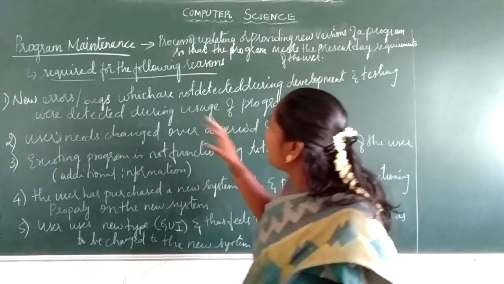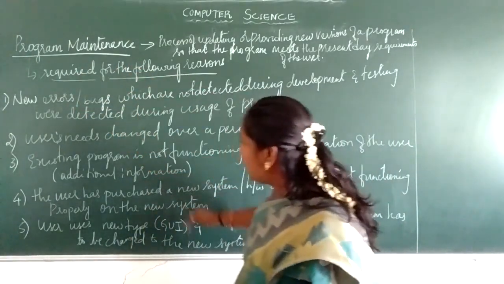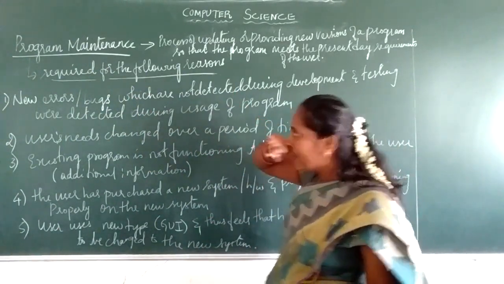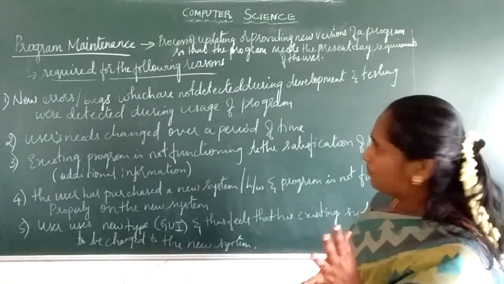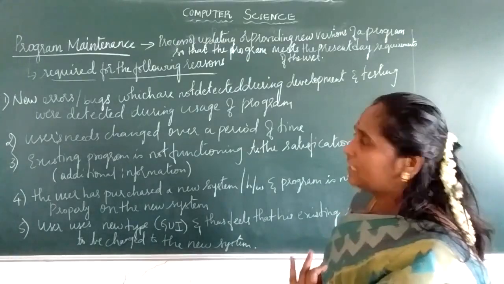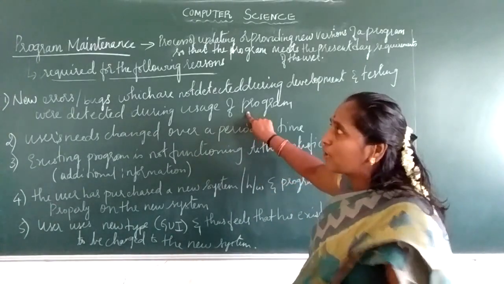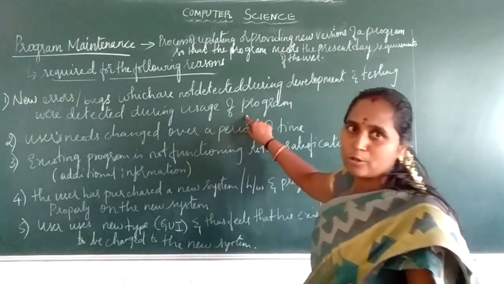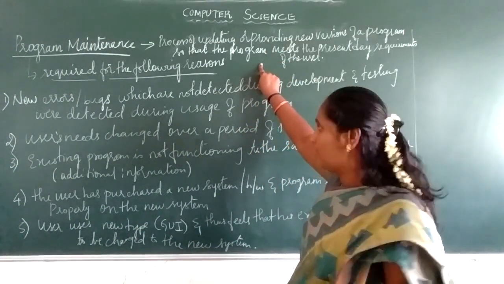What is required for the following? Why is program maintenance required? For the following reasons. First one, if there are any errors that were not detected in the development stages and even in the testing stages, they can be detected during the usage of a program. With the help of program maintenance, you can detect the errors through the usage of the programs according to the current user requirement.